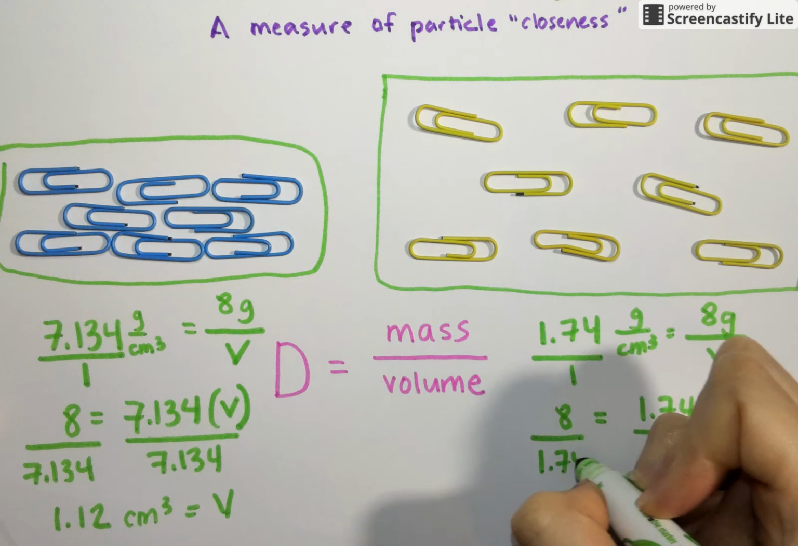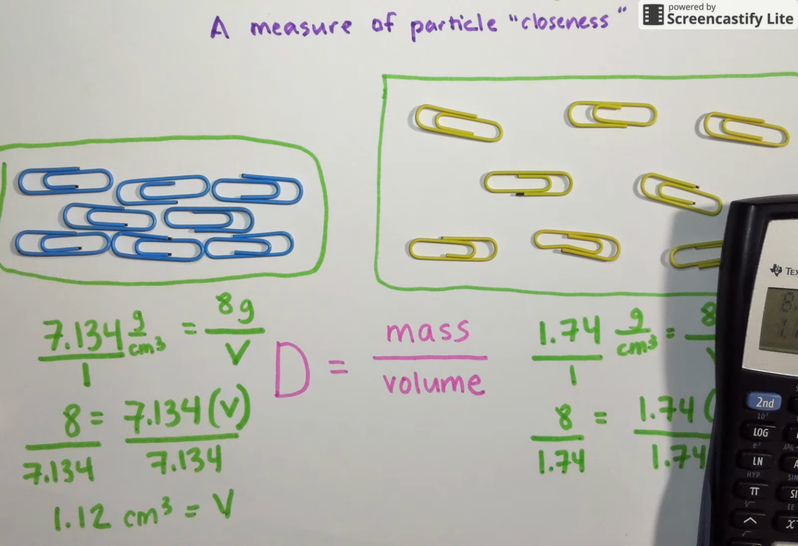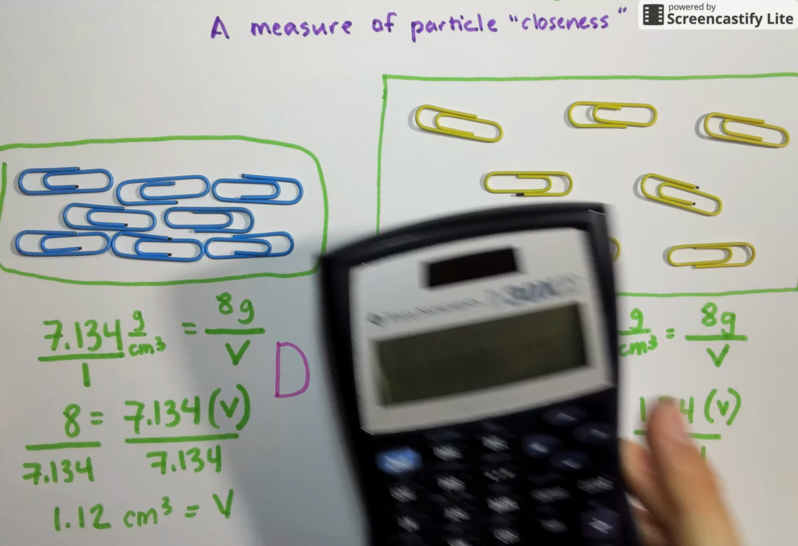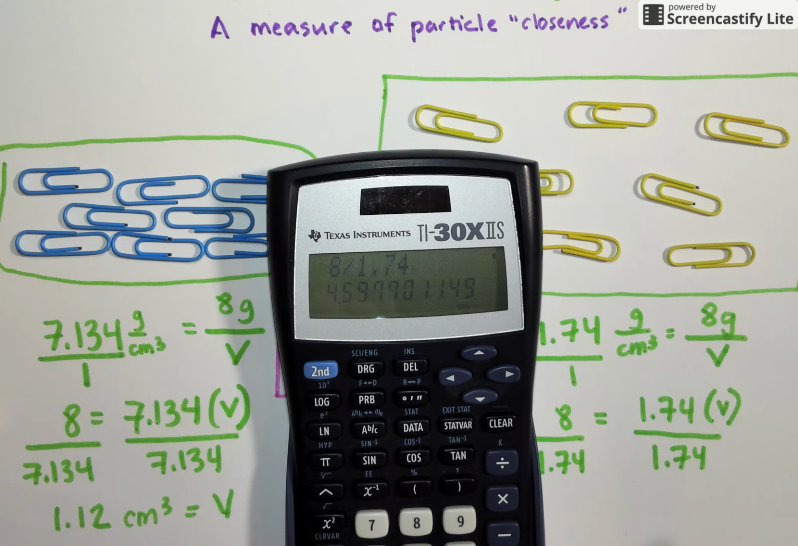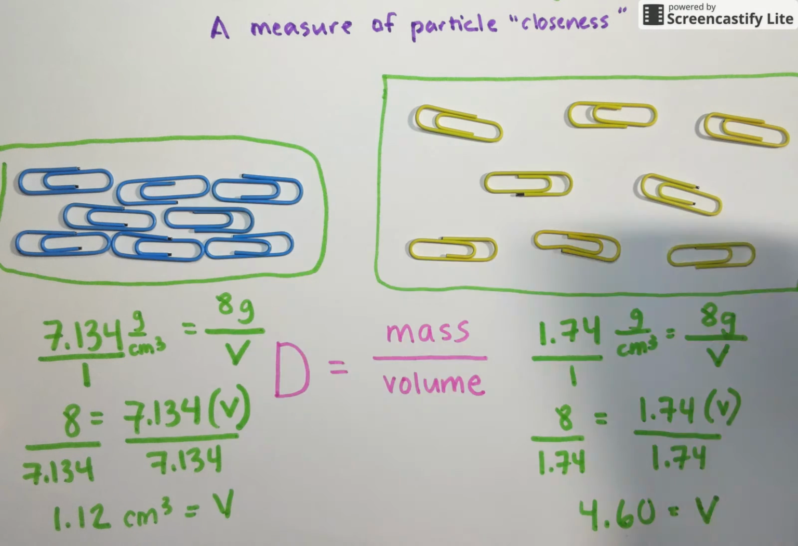And again, I'll let my calculator do the work for that calculation. 8 divided by 1.74 is going to give me a value of 4.5977. So I'm going to round that to 4.60 as my volume. Again, units of cubic centimeters.